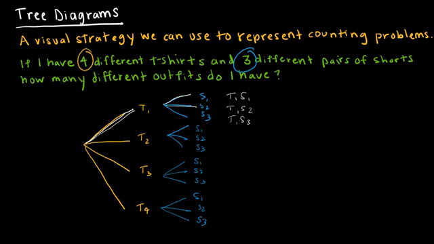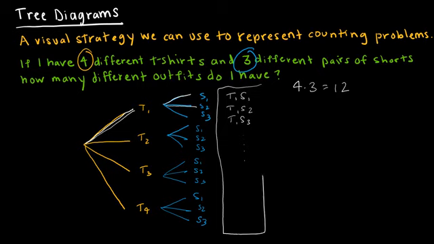Now, what's going to be important here is we have already determined that 4 times 3 is 12, and there are 12 different options. And if I were to list all of these, there would also be 12 different outfits that I could wear.